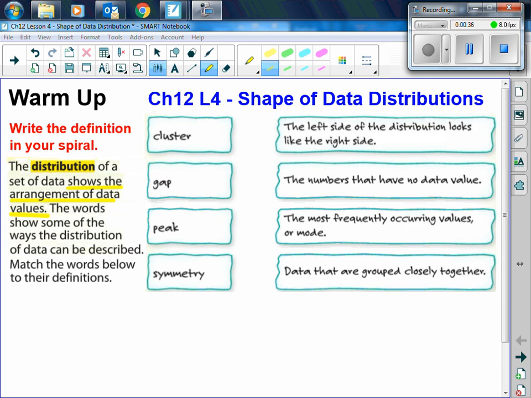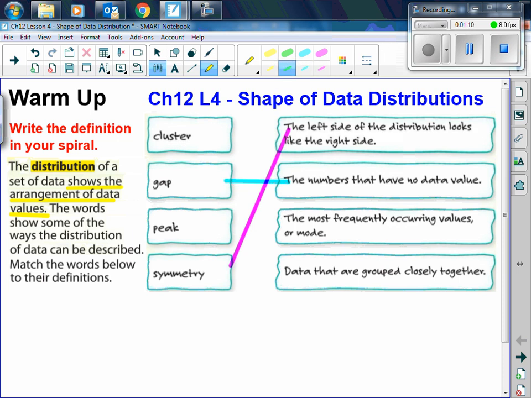So let's see. The left side of the distribution looks like the right side. If the left side looks just like the right side, it is symmetric, right? So that is symmetry. Very good. The cluster, well, let's see. The numbers that have no data value. There's nothing in that section. Yeah. That's a gap. Very good. So that's the gap.